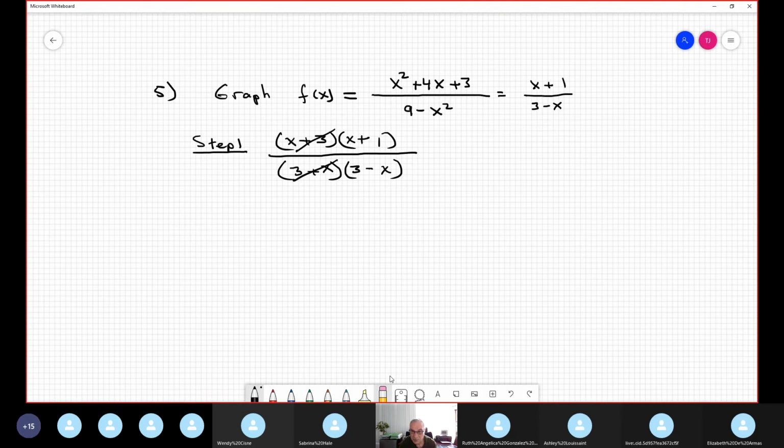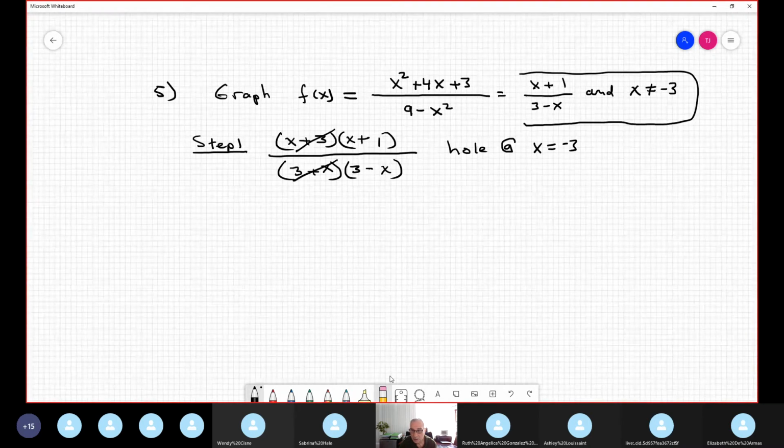Okay, don't worry about this. But don't forget that we discover in step 1 that we have a hole. We have a hole at x equal minus 3. We get the 0 here. Minus 3 plus 3 is 0. So this expression is equivalent to this, but under the consideration that x is not negative 3. So this complete statement is equivalent to this.